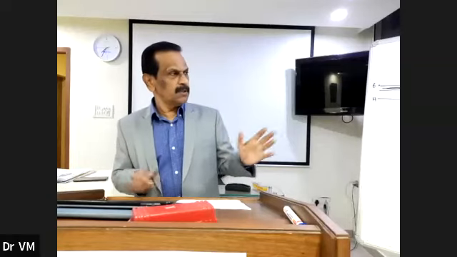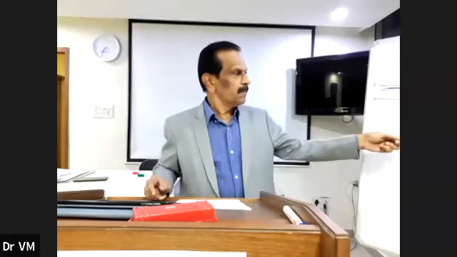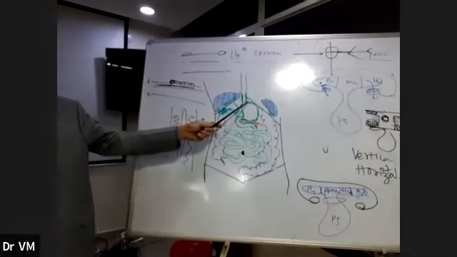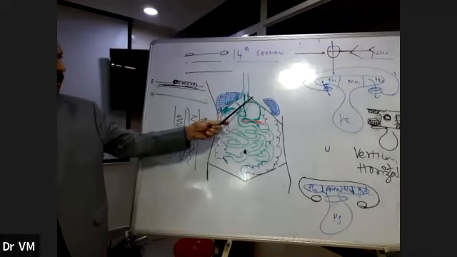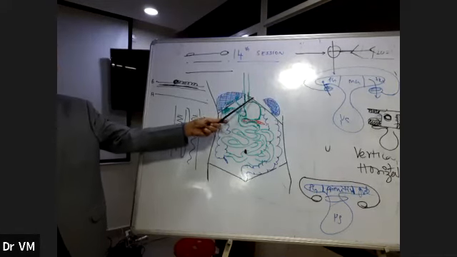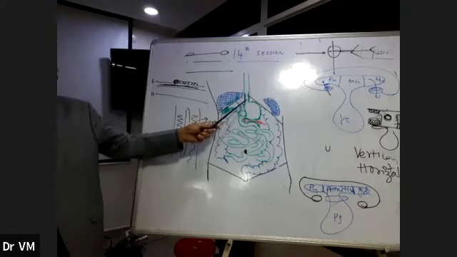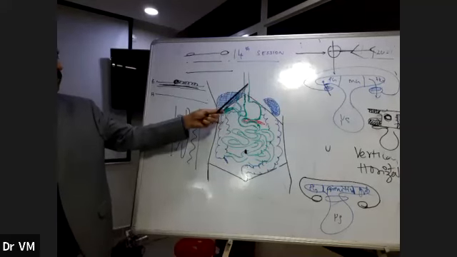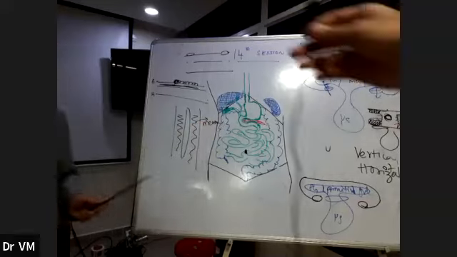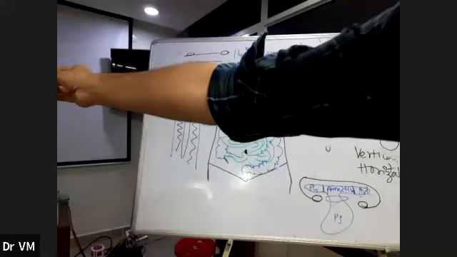paraesophageal. Paraesophageal means, can you show here? Yes. Paraesophageal means the esophagus remains the same, but part of the stomach, the fundus, gets into the mediastinum. That is the paraesophageal. One is sliding, where the whole thing goes inside. Second is paraesophageal hiatus hernia. So these are the common varieties.